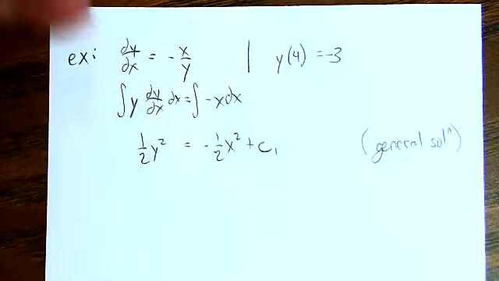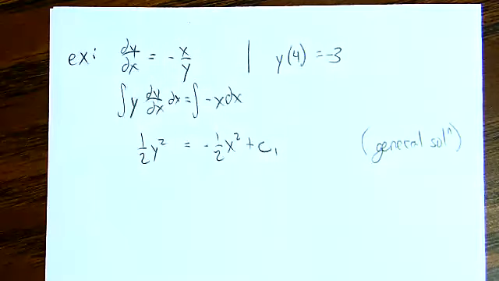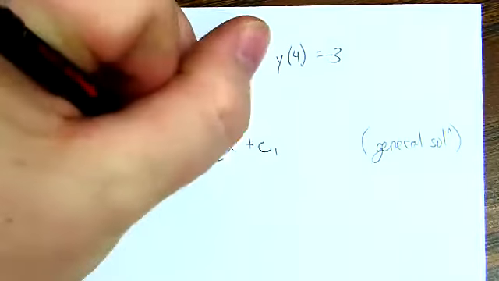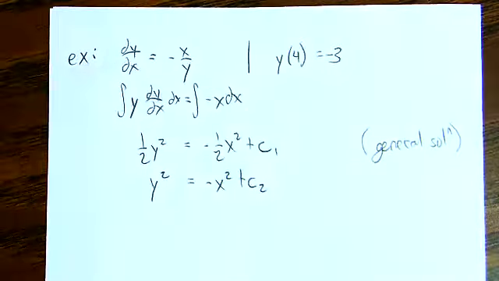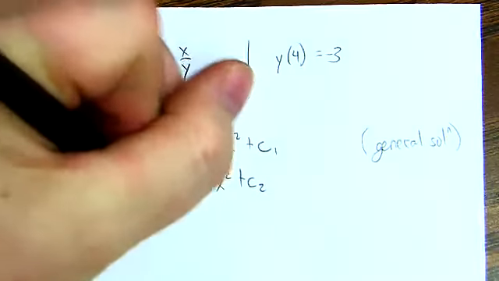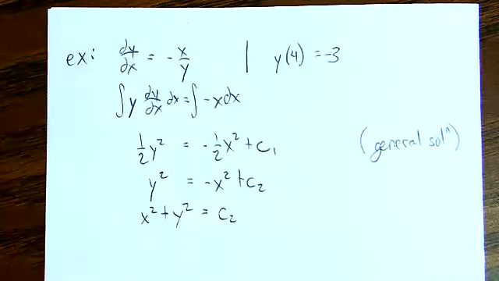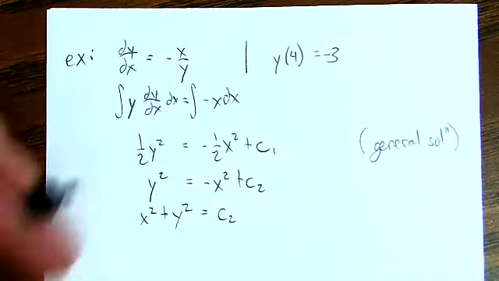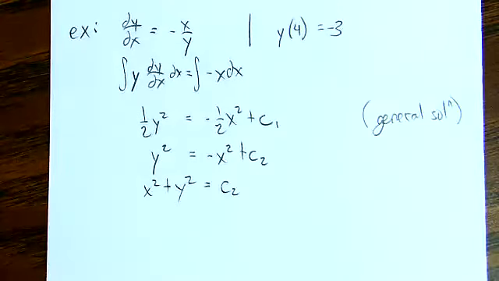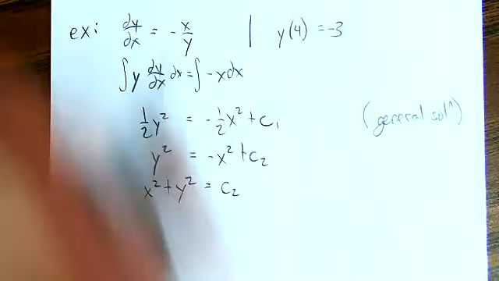I can clean this up a little bit if I want to, if I feel so inclined. For instance, I can multiply everything by 2 and get y squared is equal to -x squared plus some slightly modified constant. I could even say move the x squared over. I get x squared plus y squared is equal to c2. All of these are different forms of the general solution because they all exhibit the same relationship between x and y. Now let's apply our condition.